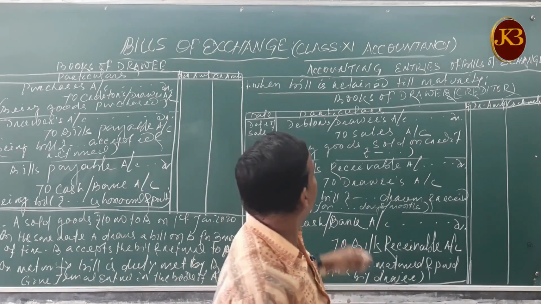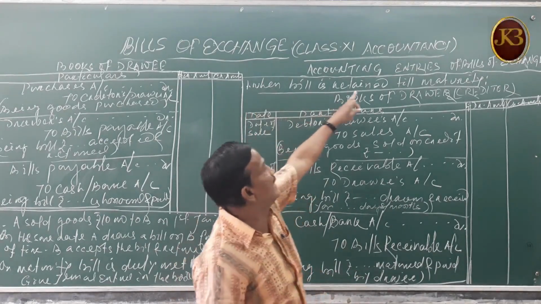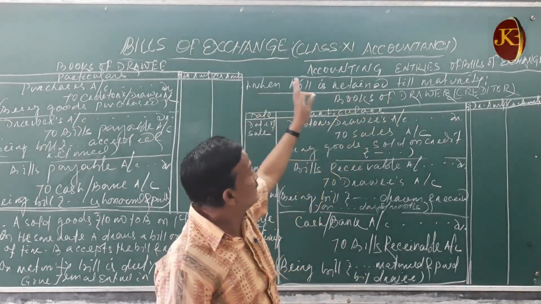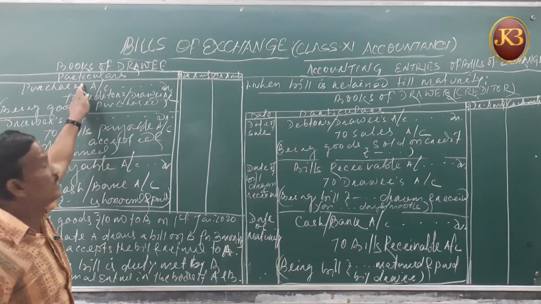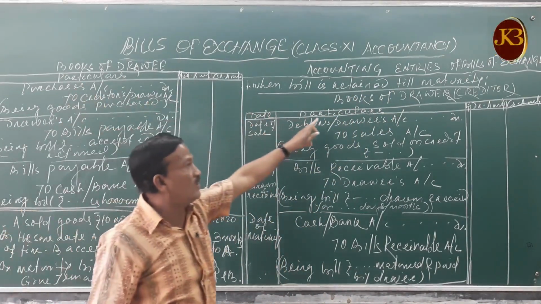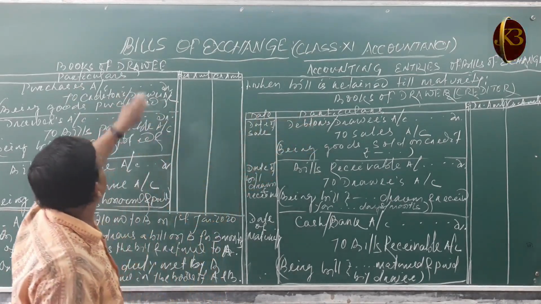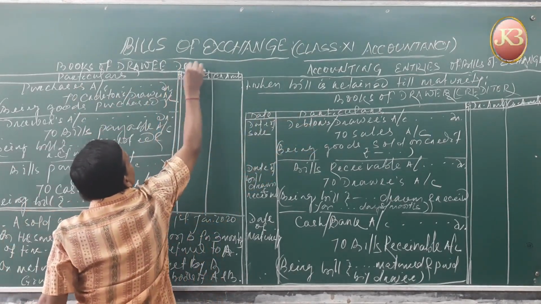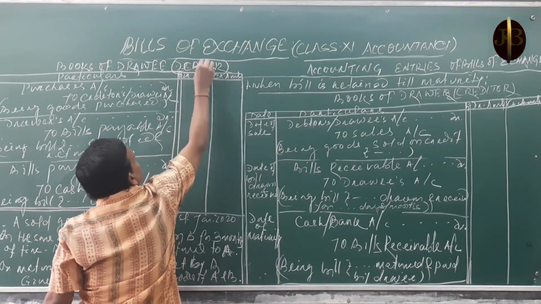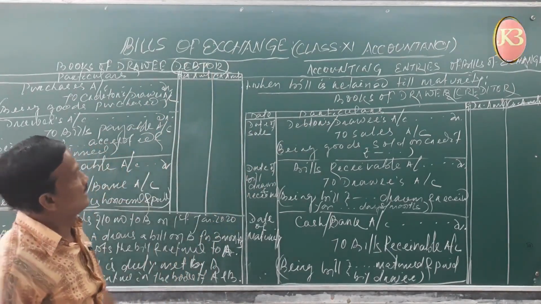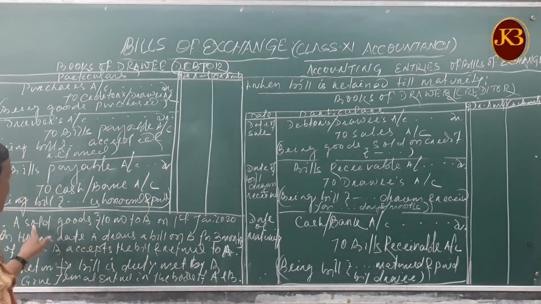The first condition I have taken is when the bill is retained till maturity. There are the books of the drawer and the books of the drawee. So there are the books of the drawer or the creditor. These are the books of the drawee or the debtor. You can say this is the debtor. So let's see the example I have shown here.